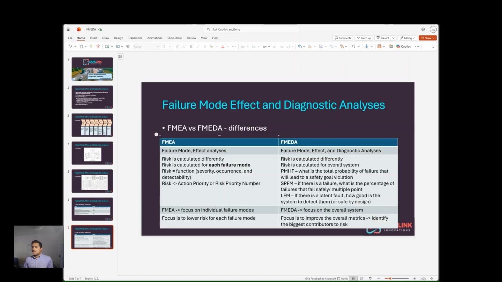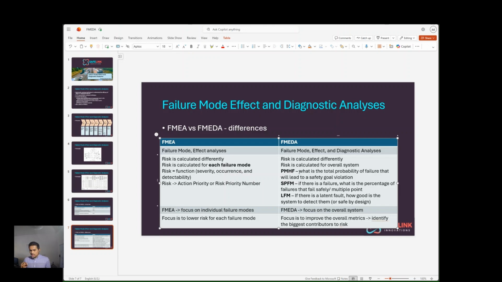FMEDA, on the other hand, is used to calculate risk in a different way, and it is used to calculate risk for the overall system. So we don't look at individual failure modes, even though we write down individual failure modes, but the goal is to find out risk at more of an entire component level. What that means is, at the end of the FMEDA, we try to identify these three parameters: PMHF, which is the probabilistic metric of hardware failure; SPFM, which is single point failure metric; and there is the LFM, which is the latent failure metric.